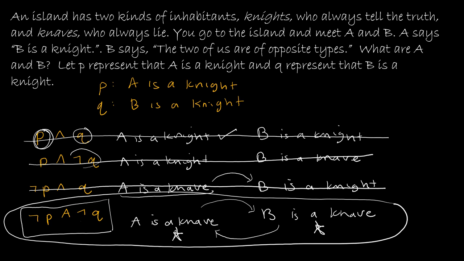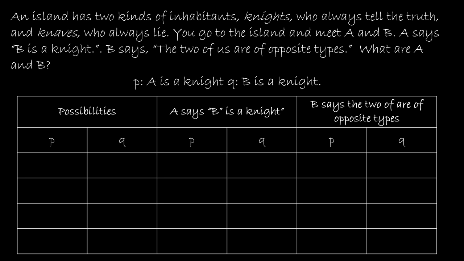Here's another way that we can go about solving this, and this is using a truth table. We should be familiar with truth tables to this point, but remember, on a truth table, the far left side is just going to be our possibilities. We're using P that A is a knight, Q that B is a knight, and so we can have the possibilities of true-true, true-false, false-true, false-false. Those are all our possibilities.